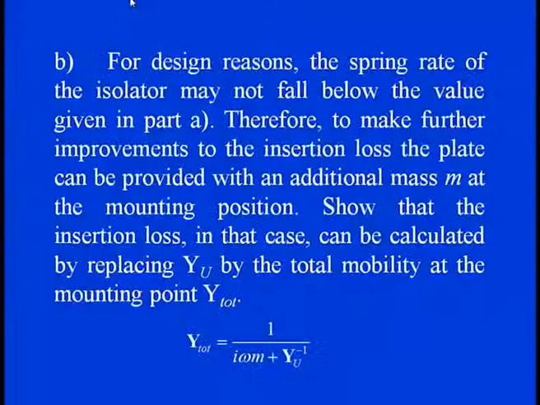In the second feature, the spring rate of 10 kilonewton per meter is not a perfect isolator as compared to the first case. So, to make further improvement in the insertion loss of the plate, an additional 2 kilogram of mass is to be provided at the lower end, as shown in the previous diagram. Now the insertion loss can be calculated by replacing the mobility Yu by the total mobility, Y total equals to (1 divided by i omega m, that is Ym, plus Yu) to the power minus 1.